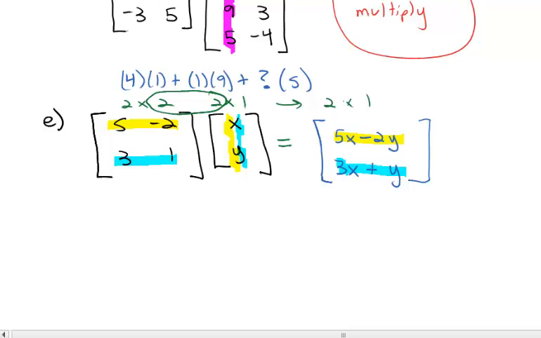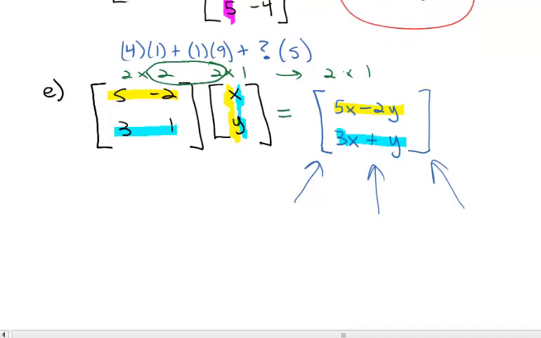Now what I want to notice that is interesting about this matrix is that it looks like a system of equations that we solved back in chapter 1. We would have equations like 5x minus 2y equals a number, and 3x plus y equals a number. In fact, this is one of the biggest uses of matrices that we are going to see. Backing all the way up to major point D, we can look at a system of equations as matrices.